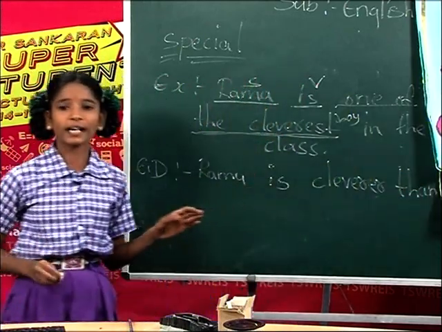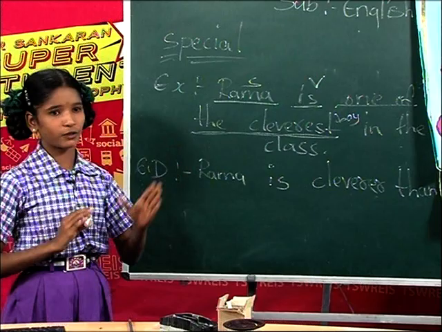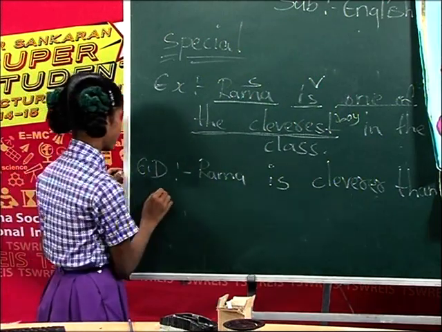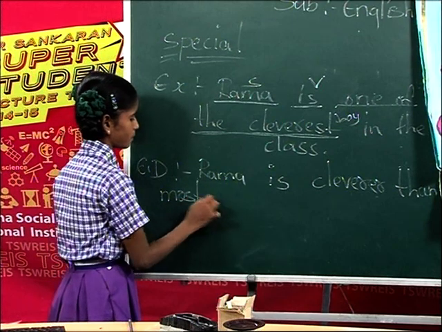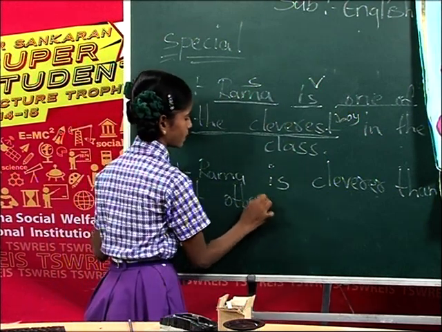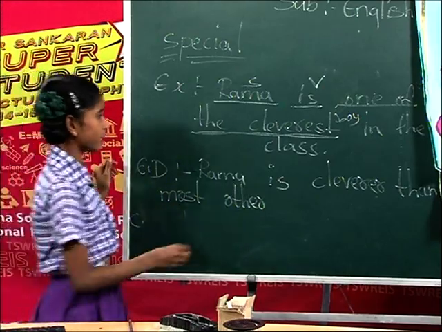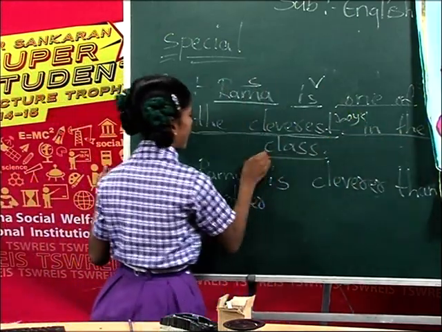Now, we should add most other. In ordinary type, we add any other. But in special type, we should add most other. And now lastly we should add the last part of the sentence, that is boys in the class.